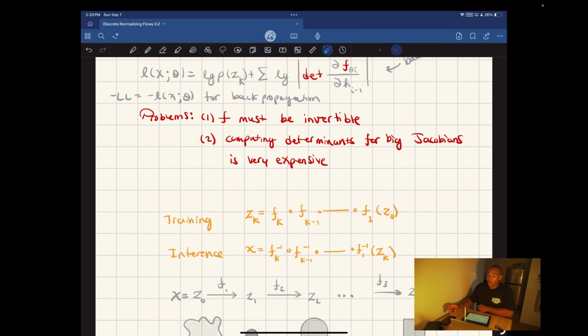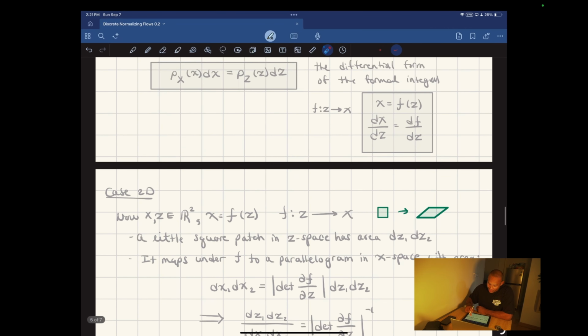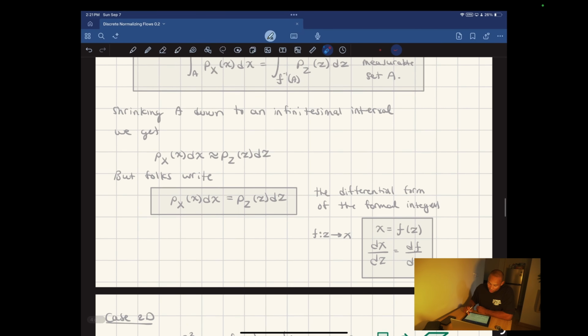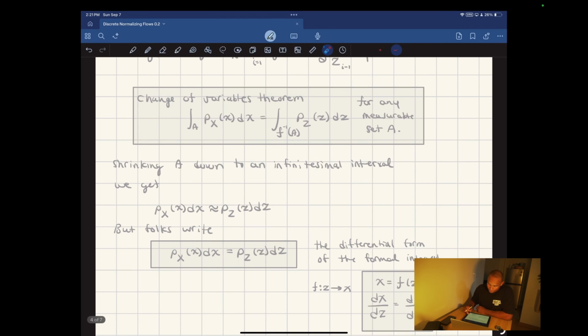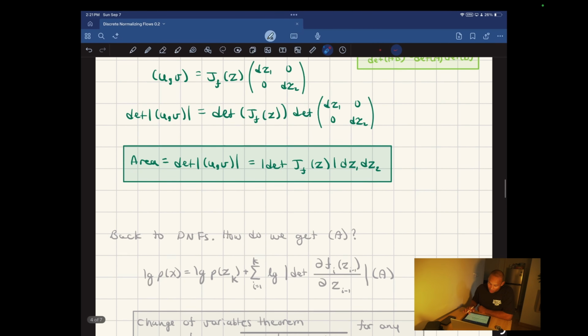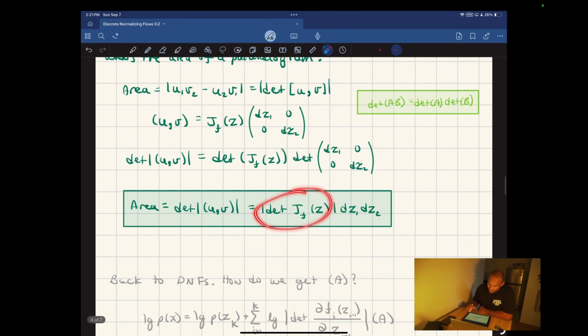So basically, next in the series is conditional normalizing flows, which try to solve some of these problems. So basically that's it. I think the important stuff to know is, in order to get that formula, we need the conservation of probability mass. We need to understand how the determinant of the Jacobian is a scaling factor for the area in the original space.